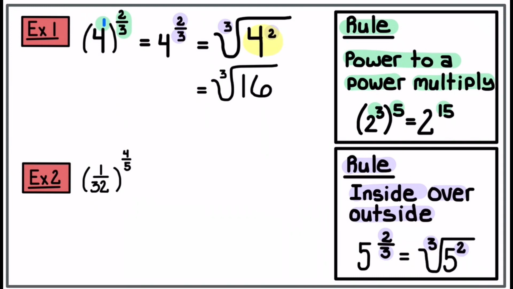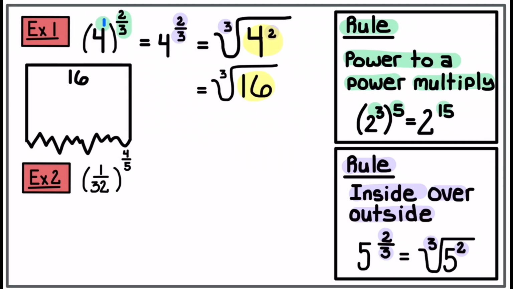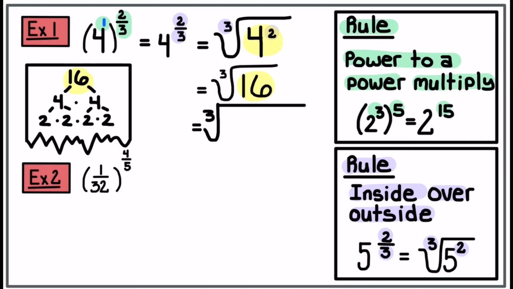The 4 to the 2nd power becomes 16 because 4 times 4 is 16. Let's do a little scratch work with 16 to simplify this root. 16 is 4 times 4. And each of those 4s is 2 times 2. So let's replace the 16 with 2 times 2 times 2 times 2.